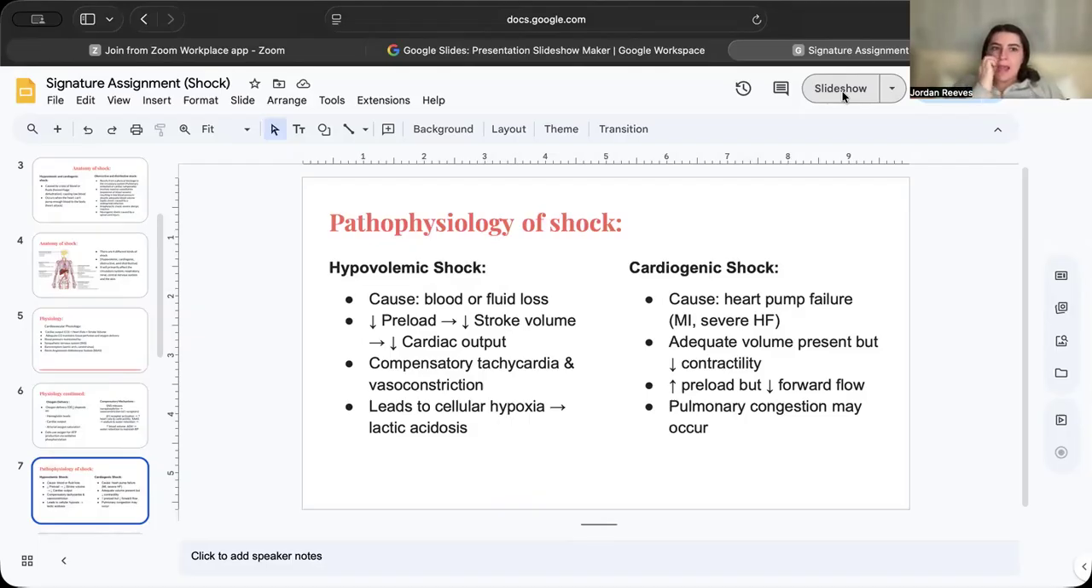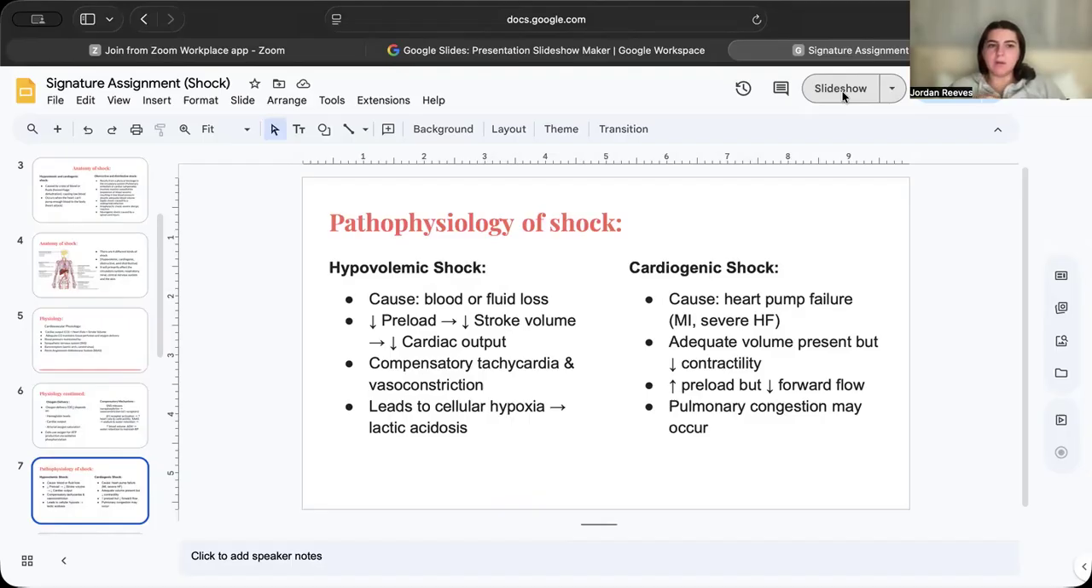Diagnosis, treatment, and AI. Diagnosis is hypotension, or a MAP below 65. So if the blood pressure has that low MAP, and you're already in the hospital experiencing other symptoms, they're probably going to be more worried about shock.